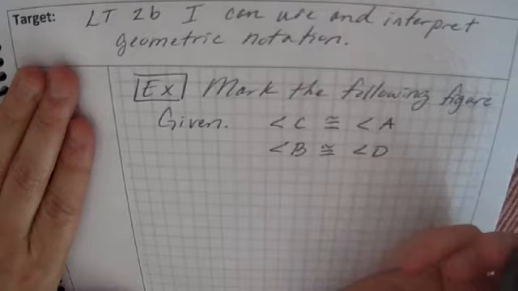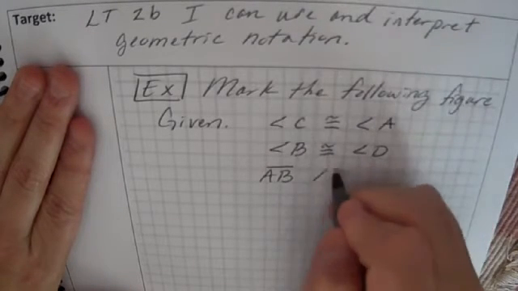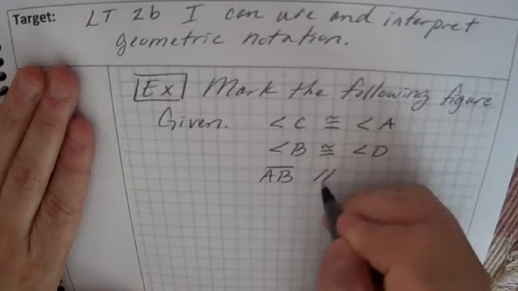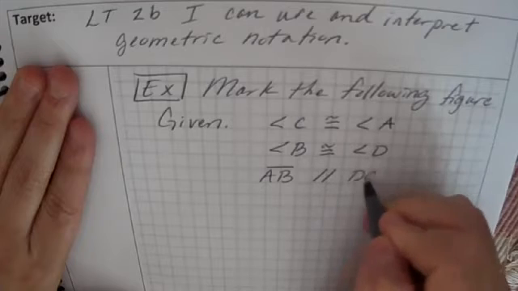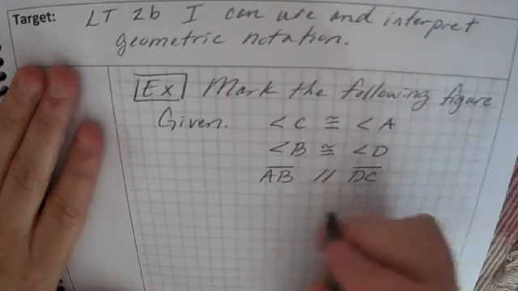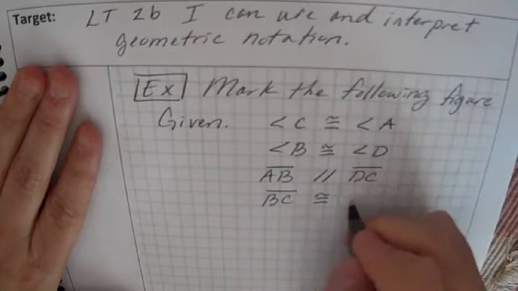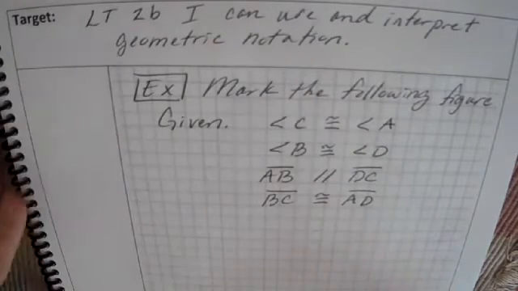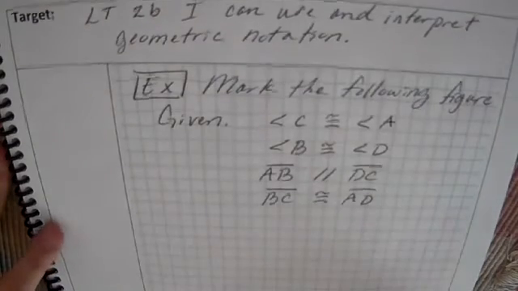We also are given that segment AB is parallel, two lines like this. Think about like two little skis, or like the two L's in the word parallel, right? That means that they go in the same direction. So the segment AB is parallel to segment DC. And I put also that segment BC is congruent to segment AD. So that means that these two segments are the same length. Okay, so that's the information that we have, and we're going to mark the figure to show that.